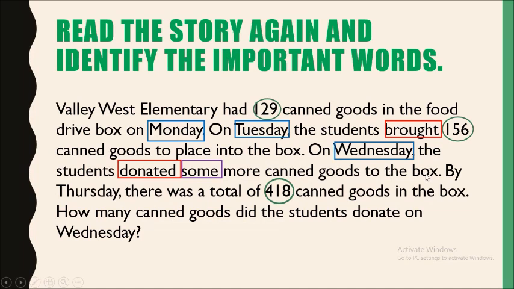Some more canned goods to the box. By Thursday, there was a total of 418 canned goods in the box. The word total represents 418, which will make 418 the whole. So, if you take a look at this and you reread it again, you can try to figure out the number sentence and construct it in your head.